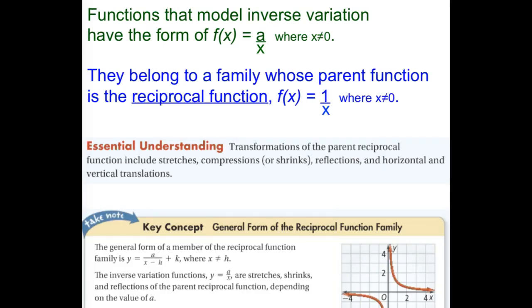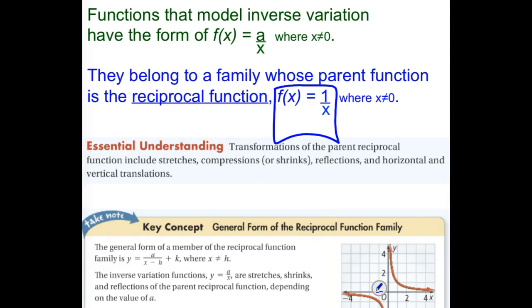So functions that model the inverse variation form, y equals a divided by x, or f of x equals a divided by x. That's what we're going to start out looking at. Okay? That's a basic reciprocal function. Why do we have the restriction that x cannot equal 0? Yeah, can't divide by 0. Okay? It says they belong to a family whose parent function is the reciprocal function f of x equals 1 divided by x. That's our most basic one. Okay? We call that the parent function.